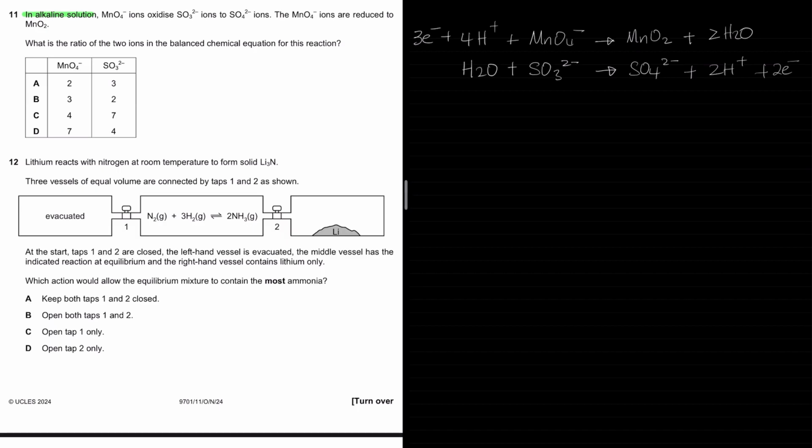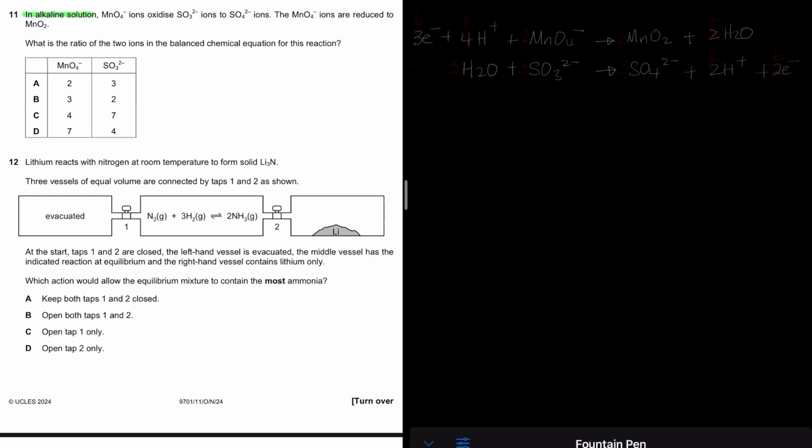Now before we join these reactions together, we need to balance the number of electrons. For the first reaction, we have 3 electrons, and for the second reaction, we have 2 electrons. To get the lowest common multiple, we multiply by each other. So the lowest common multiple will be 6. For the top reaction, we'll multiply everything by 2. So this becomes 6, this becomes 8, that becomes 2, that becomes 2, and this becomes 4. Now for the bottom, we're multiplying by 3. So this is going to be 3, that's going to be 3, that's going to be 3, this is going to be 6, and that's going to be 6.